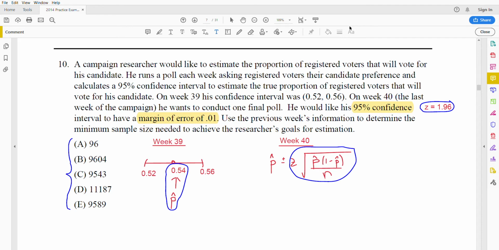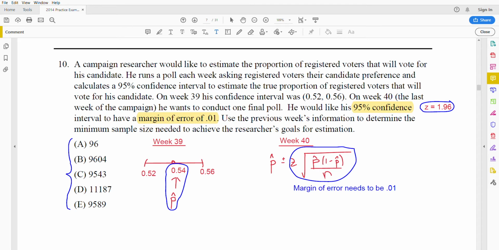We know what value to plug in for p hat. And our choices there on the left, these are all the different values that we're going to test out for n. So we're really just going to use guess and check here. We're going to keep guessing and checking until we calculate a margin of error that's as close to 1% as possible without going over. So it's close to 0.01.